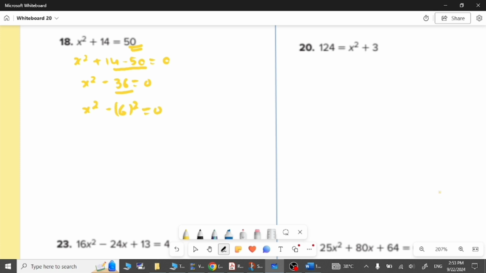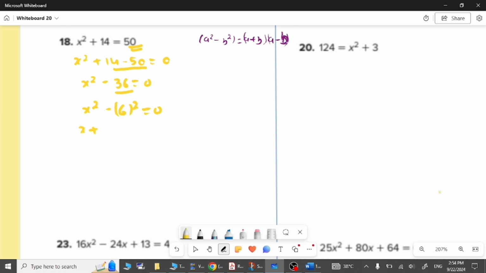Now again I am going to use the same formula, that a square minus b square will give you a plus b into a minus b. So the same formula I will be using here. This is b.